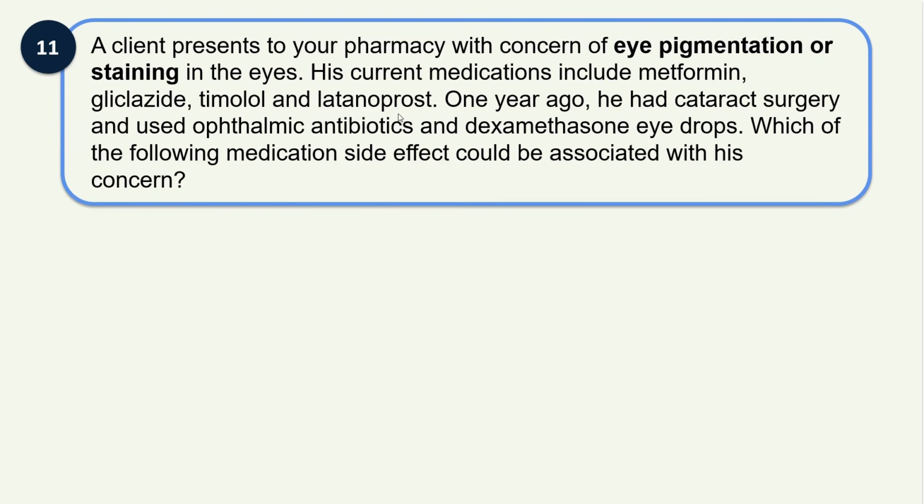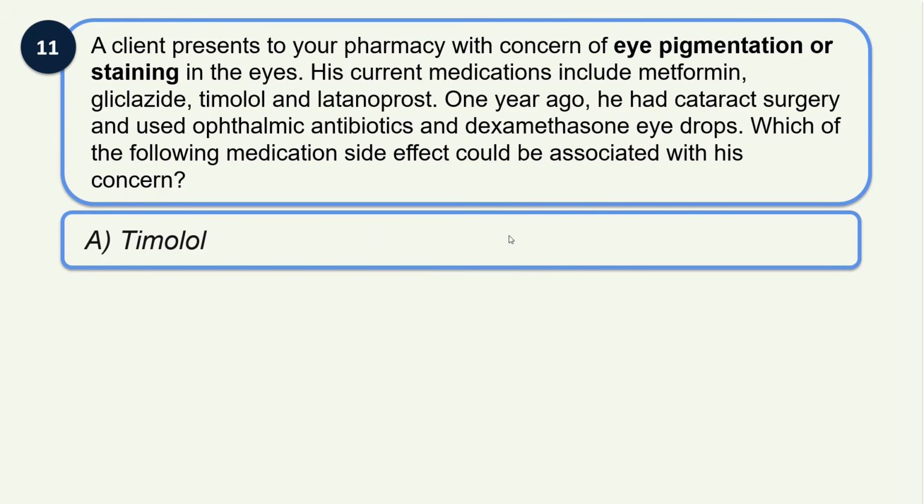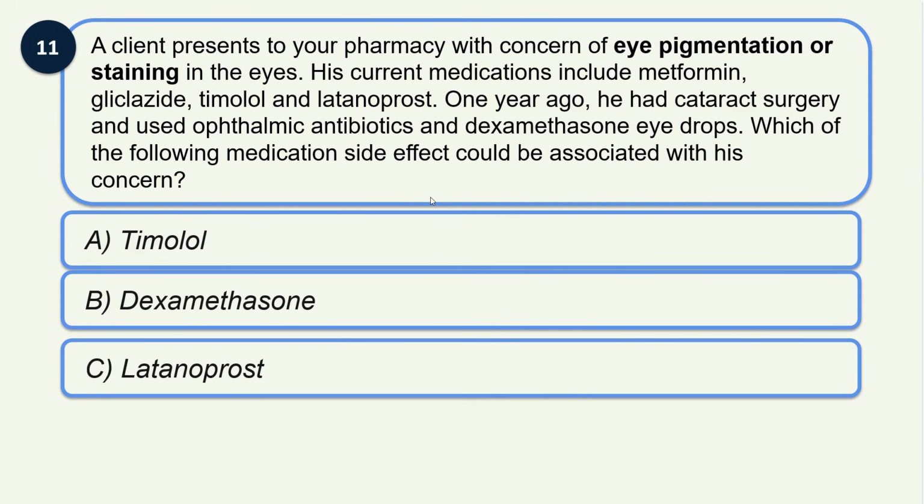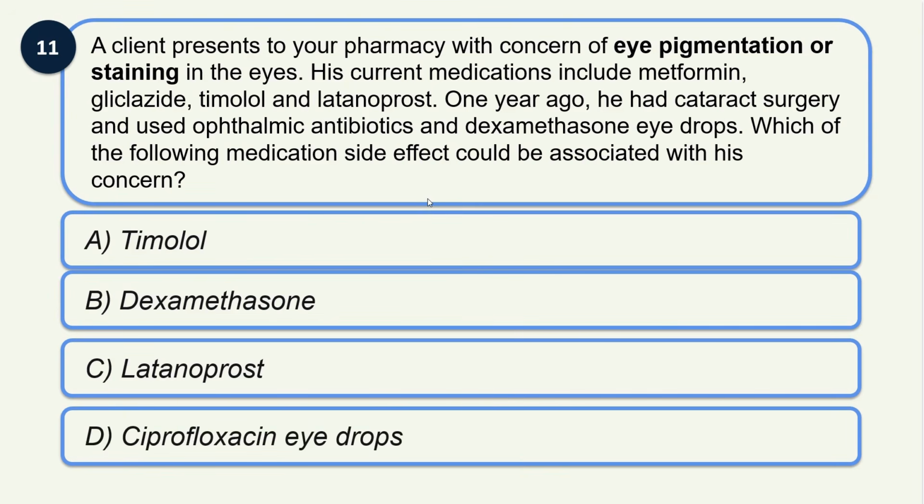His current medications include metformin, glyburide, timolol, latanoprost. One year ago, he had a cataract surgery and used ophthalmic antibiotics, dexamethasone eye drops. Which of the following medication side effects could be associated with this concern? A. Timolol. B. Dexamethasone. C. Latanoprost. D. Ciprofloxacin eye drops. Correct answer is latanoprost.